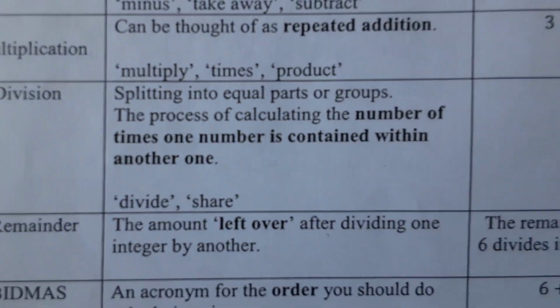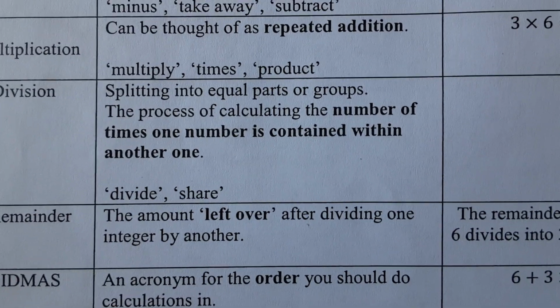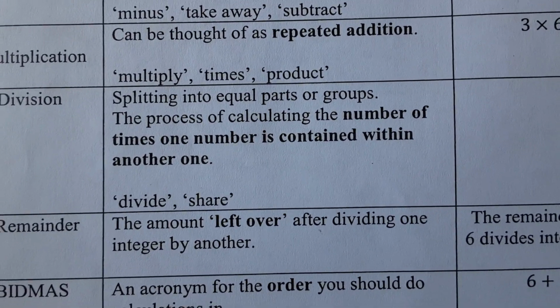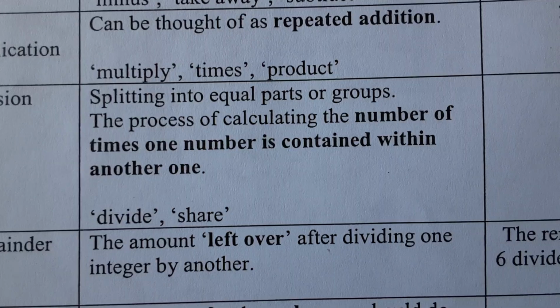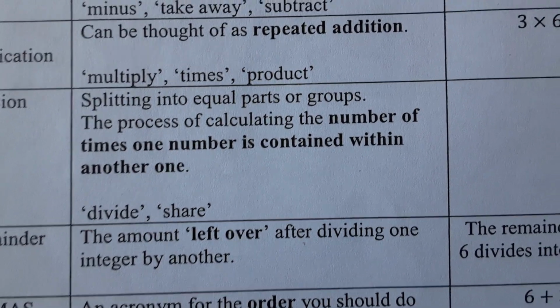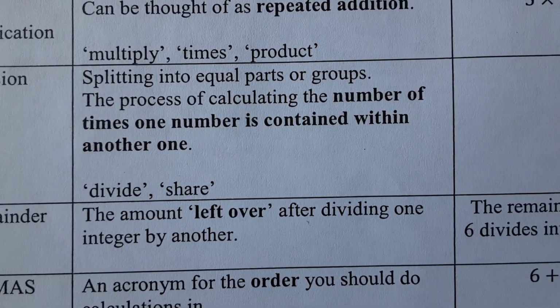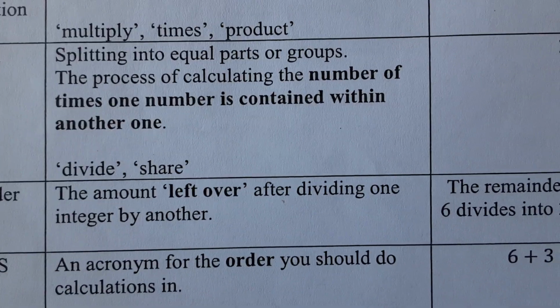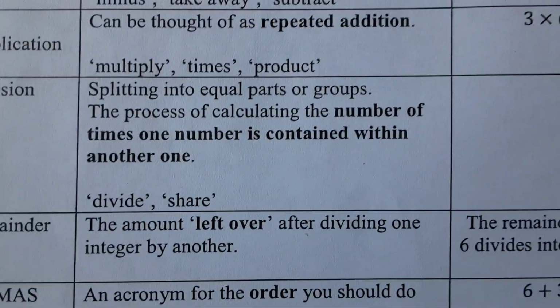Perfect. Division. Okay, division can be a tricky one sometimes, but once you get the hang of it, it's not that tricky actually. So it means splitting into equal parts or groups. So it's the process of calculating the number of times one number is contained within another one. So it's when you divide or share. When you have groups, you decide to share them.